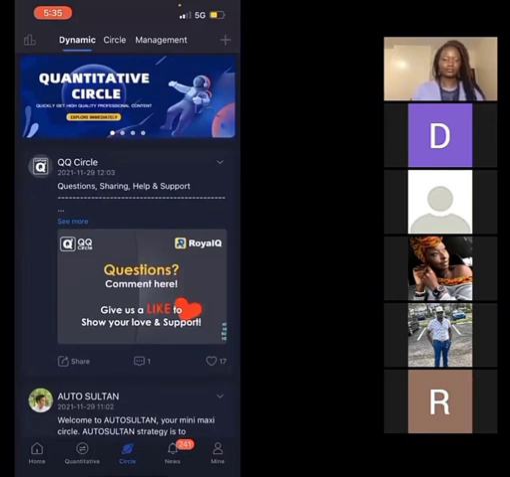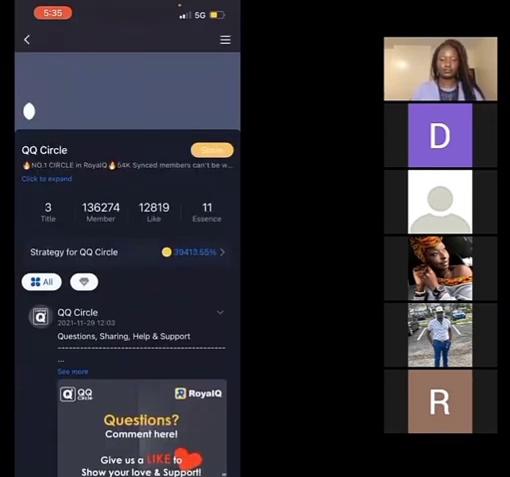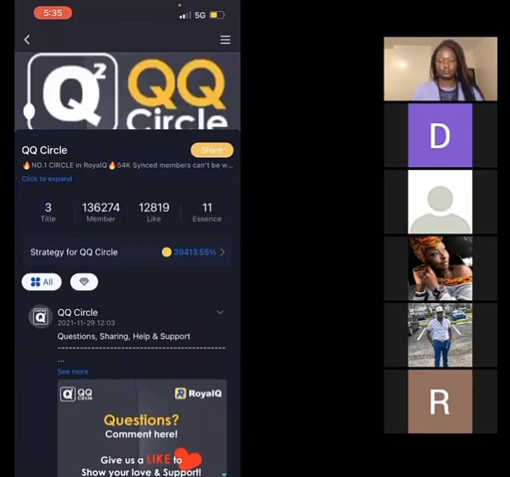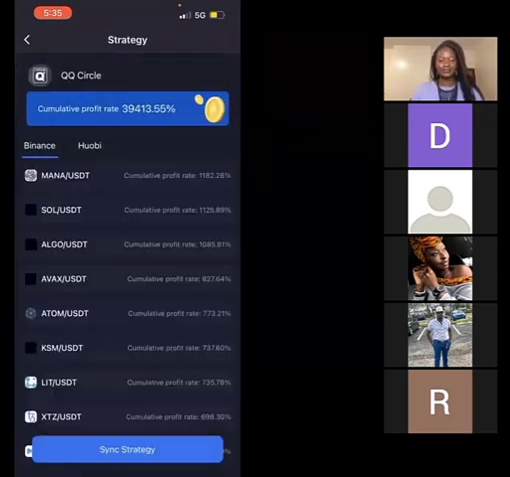Now let me click on QQ Circle real quick. Look at this number right here in blue. This is how much profit this person's strategy in Royal Q has made. It's made 39,413%. God, you know I'm not going to slap my mama, but that's how intense that is. That's a lot of money. Now I'm going to click on this number real quick and see the breakdown.